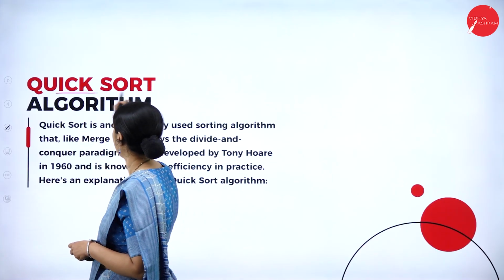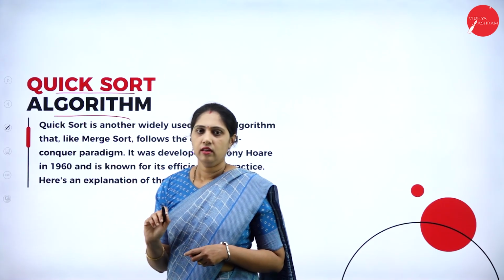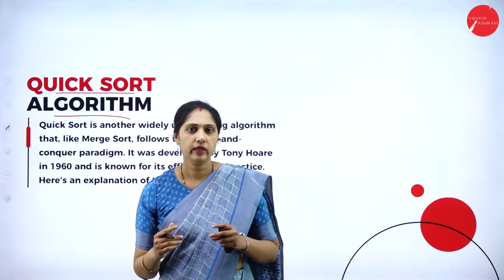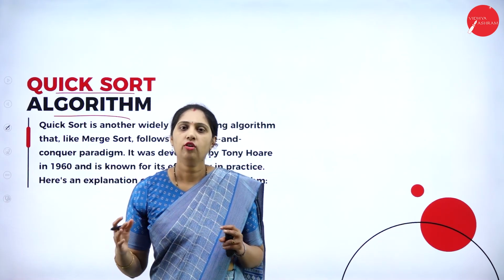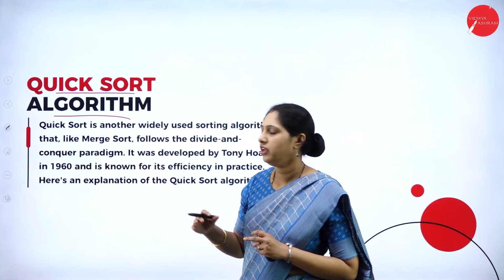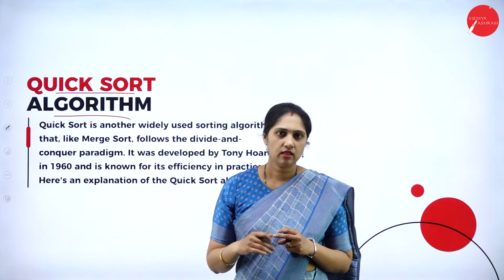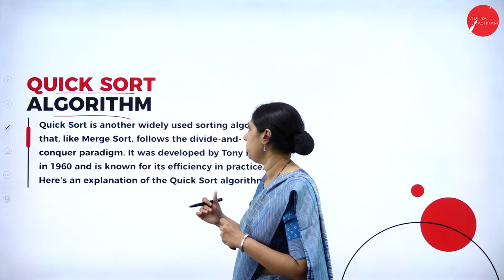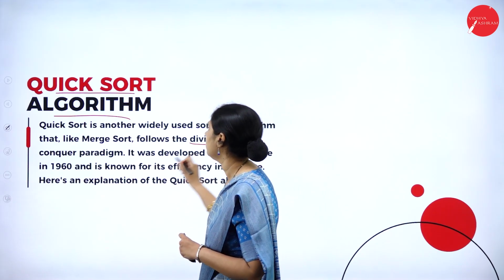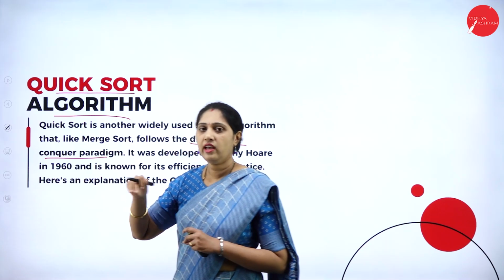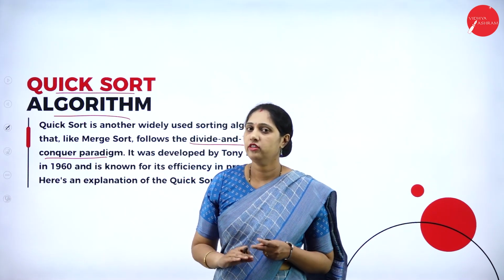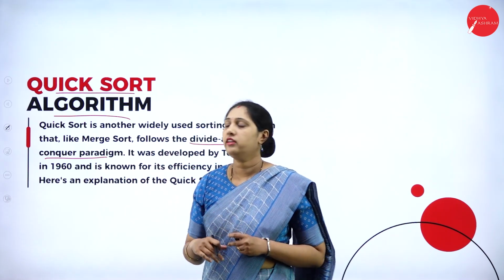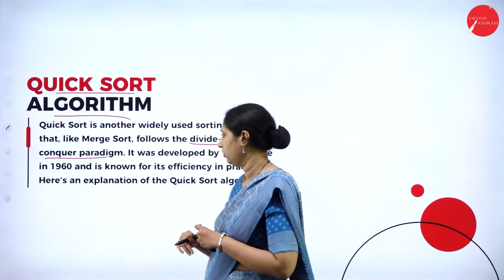Next comes the quick sort algorithm. The name tells us quick. What is quick? Fast. So among all the algorithms, we say quick sort is the fastest algorithm. How is this procedure? Again, it follows which method? Divide and conquer. Since we are in divide and conquer, we already finished merge sort. Now we are in quick sort.